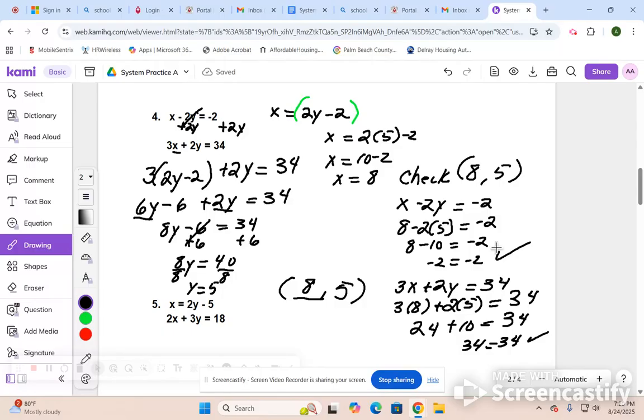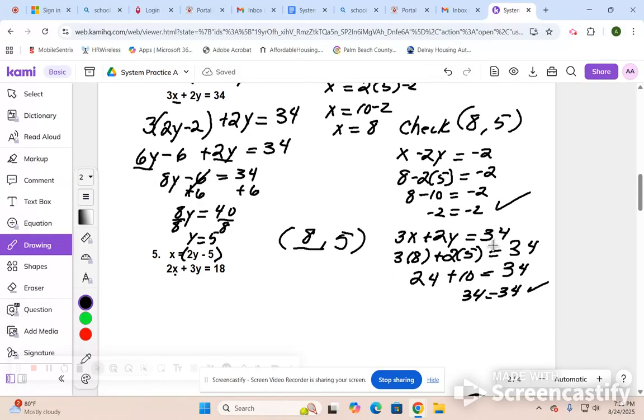Okay, so number 5. You have a replacement for the x value this time. You're going to do the same thing that we did with 4. You're going to replace x here with 2y minus 5 and solve it for y. Once you have the y value, you're going to go back and replace the y value right here in the original top equation to solve for x. Try it.